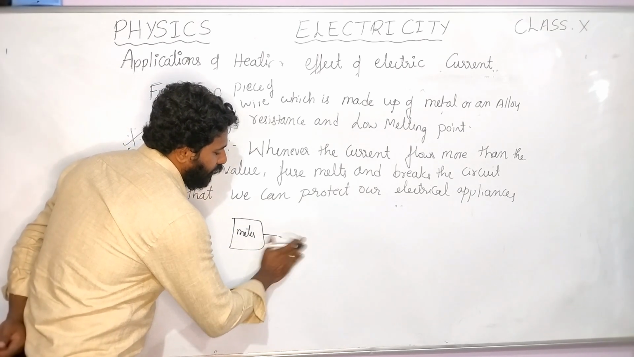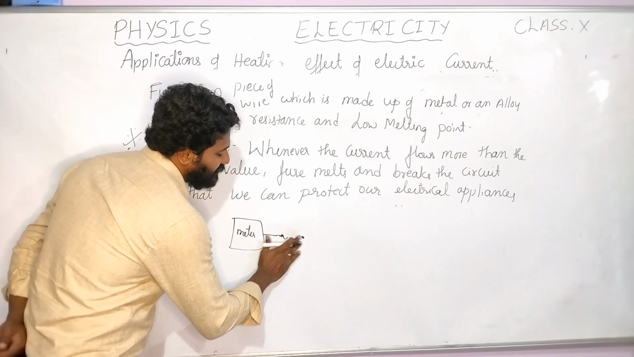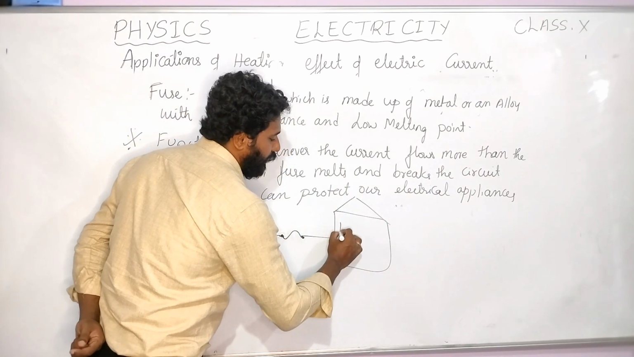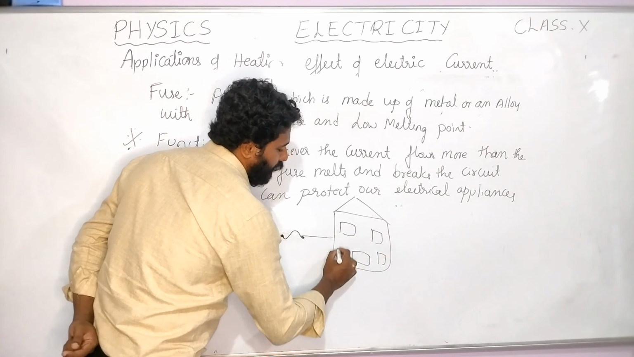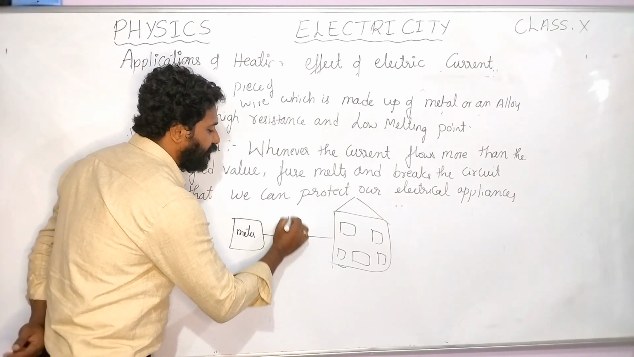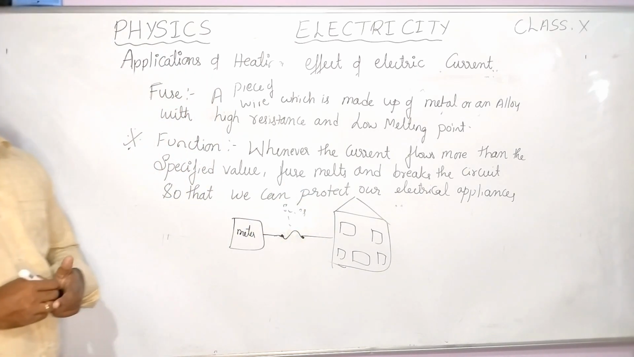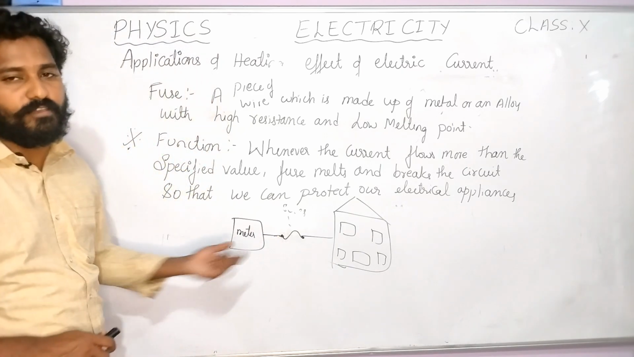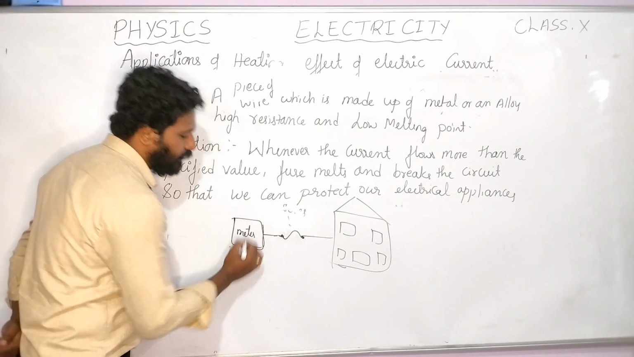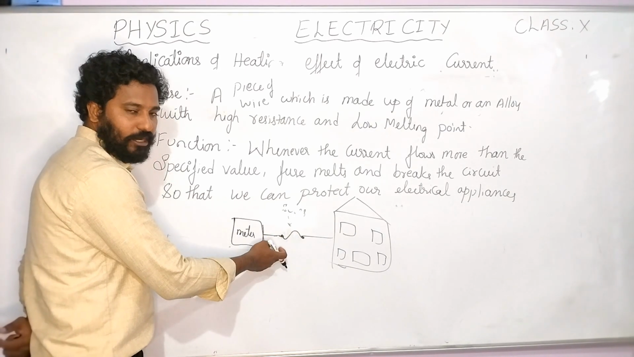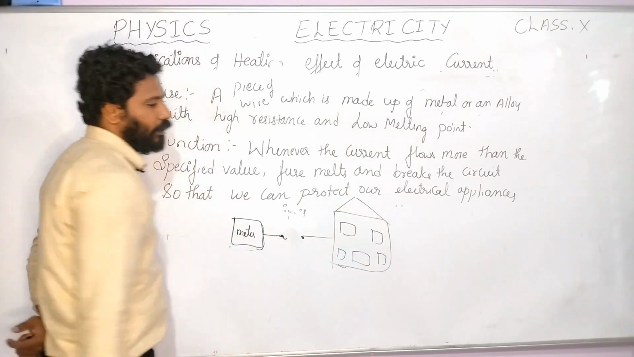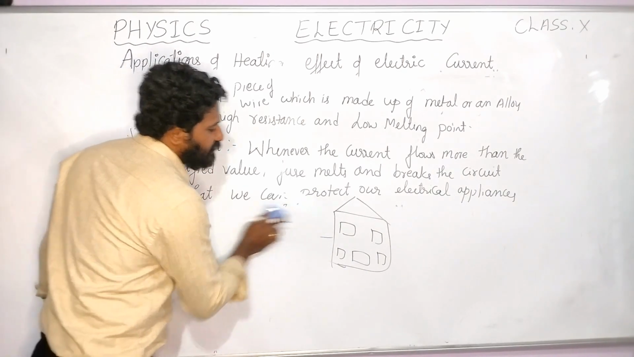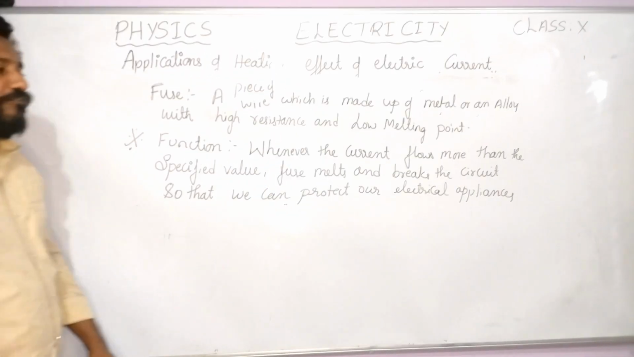Here the fuse is connected in what? Series connection, like this. Then it is connected to your home and all the electrical appliances, whichever are there. It is always connected in series connection with the electrical appliances, always near the meter board. Whenever the current flows more than the specified value, what happens? The fuse melts and breaks the circuit so that we can protect our electrical devices. This is about the fuse. This is the old one. Once the fuse melts, we have to buy a new one and fix it.